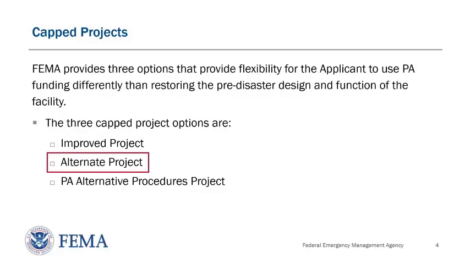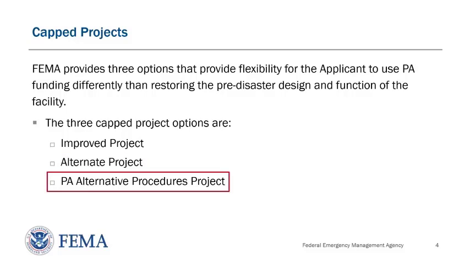The second is an alternate project. The applicant may determine that the public welfare is not best served by restoring the function of the damaged facility. And when this occurs, the applicant must obtain FEMA's approval to apply PA funding toward a different facility or facilities. FEMA refers to this as an alternate project. The alternate project must be a permanent project that benefits the general public serving the same general area that was being served by the original facility.